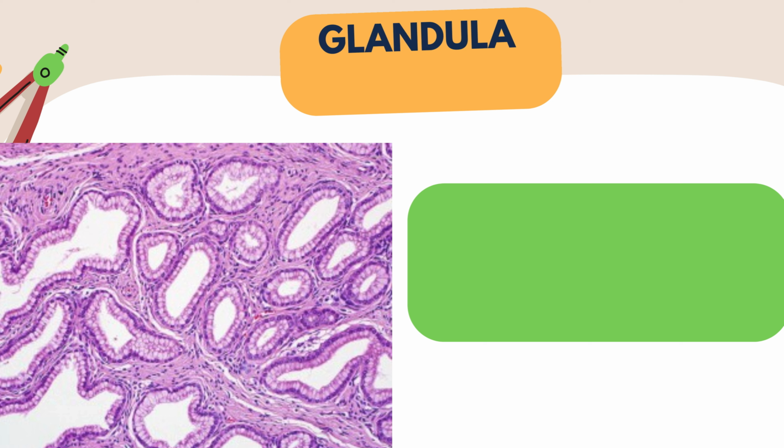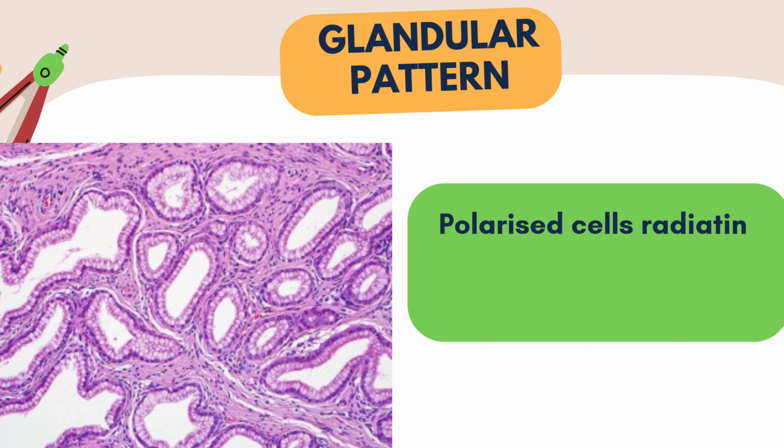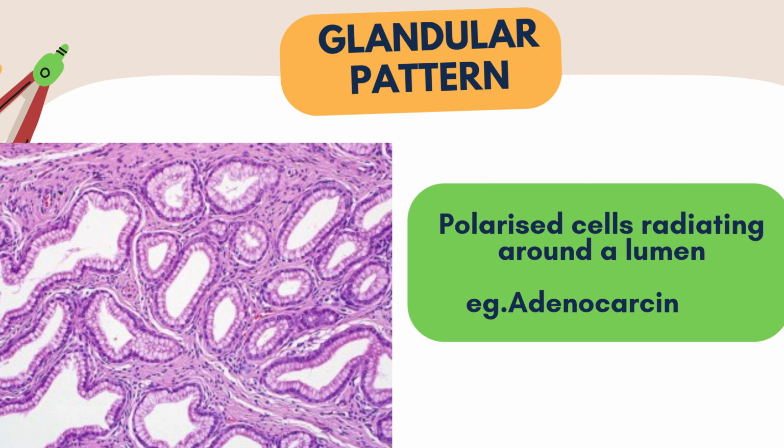Now moving on to the common pattern, the glandular pattern. It consists of polarized cells radiating around a lumen forming a gland. Adenocarcinomas follow glandular pattern of arrangement. Structured and secretory, the glandular pattern forms nature's microscopic factories.